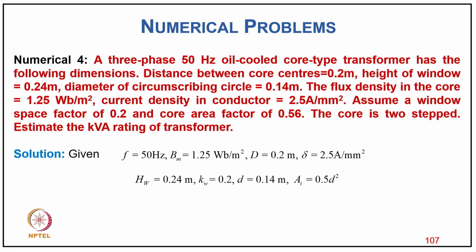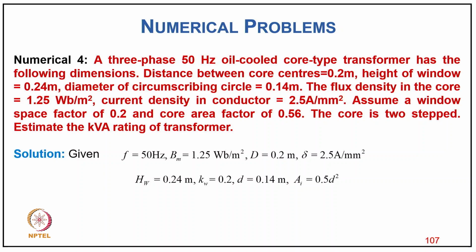Now coming to numerical problem 4, a 3-phase 50 Hz oil core transformer has the following dimensions. The distance between the core center is 0.2 meter, height of the window 0.24 meter, and diameter of circumscribing circle 0.14 meter. The flux density in the core 1.25 Weber per meter square, current density in the conductor 2.5 ampere per millimeter square. Assume the window space factor of 0.2 and core area factor of 0.56. The core is two-stepped. Estimate the kVA rating of the transformer.